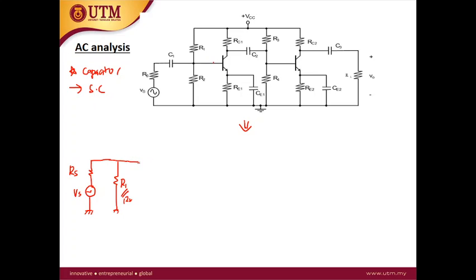Here we have the R pi. Okay, Re1 is bypassed. So this is R pi 1. Let's say I put this R pi 1. So this is V pi 1. This is gm1 V pi 1. At the collector, we have the RC1.